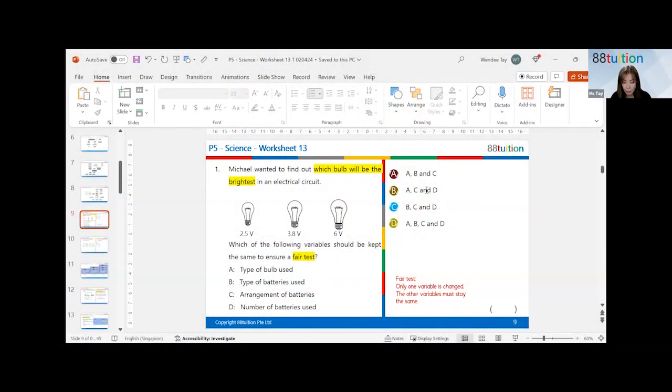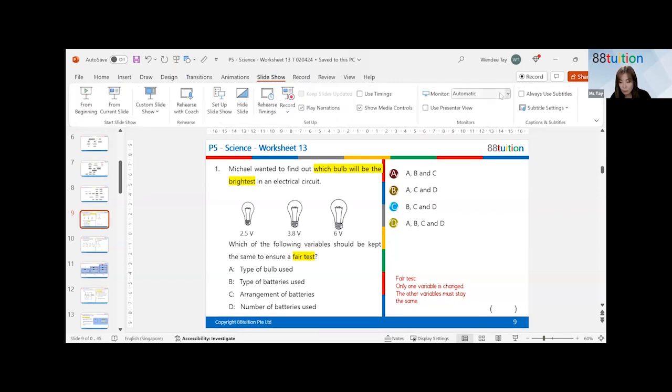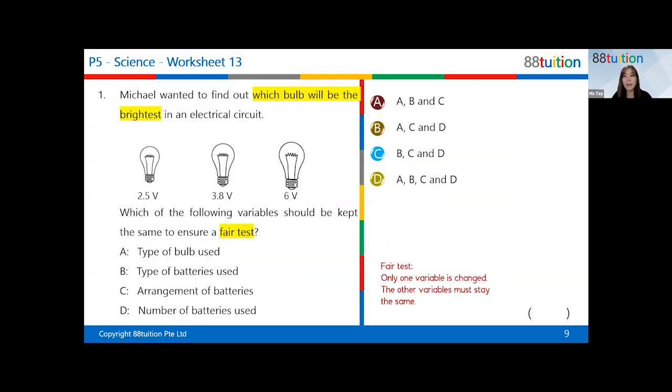All right. Can you all see this? Okay, we are at worksheet 13 now. Hold on, this is at the wrong side. My slideshow should show at the same thing. Okay, save this first. All right, so you can see this first question here, Michael.